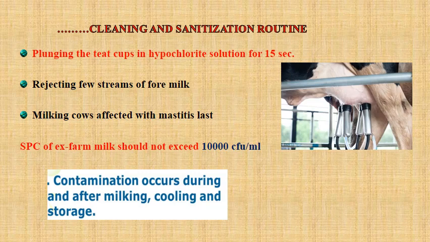Here is a minimum standard: the microbial load in fresh raw milk should not exceed 10,000 CFU per ml. The standard plate count should not exceed 10 power 4 in case of fresh raw milk. As we have already discussed, the major contamination occurs during and after milking, and then during cooling and storage. So these are the crucial stages for maintaining the milk quality after milking.